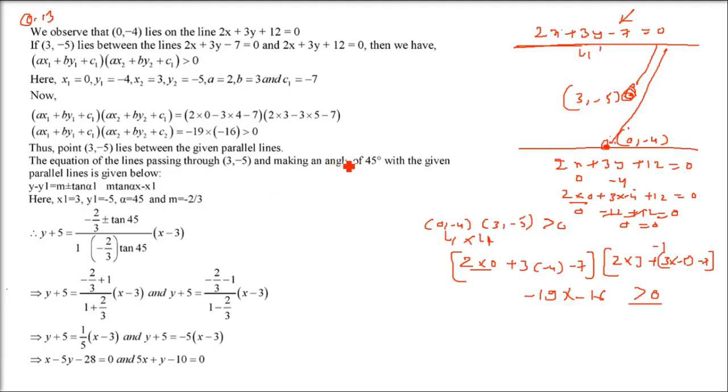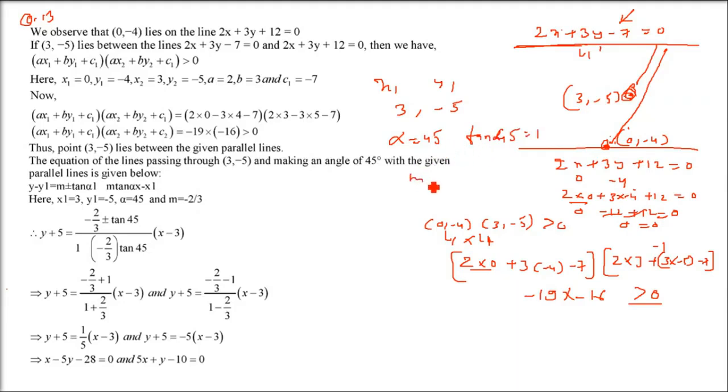This is clear? Now we have to find out the equations of the lines, cutting the above lines at an angle of 45 degrees through (3, -5). So everything we know now. x1, y1 is 3 and -5, which is known. Then we have alpha, which is 45 degrees. So tan 45 is 1. So this is also known.